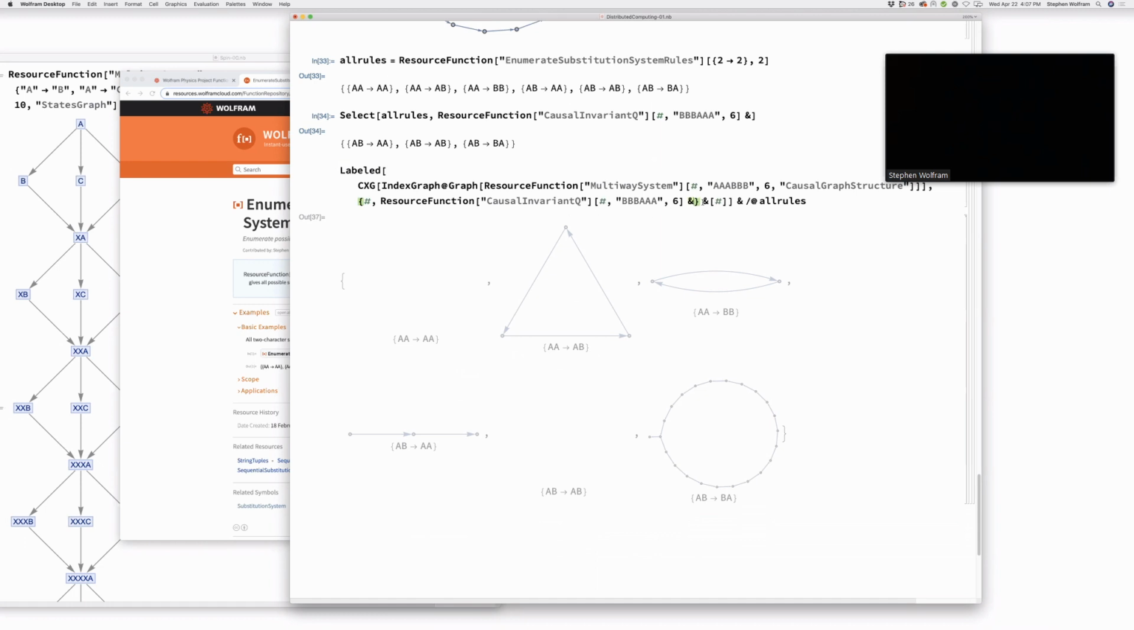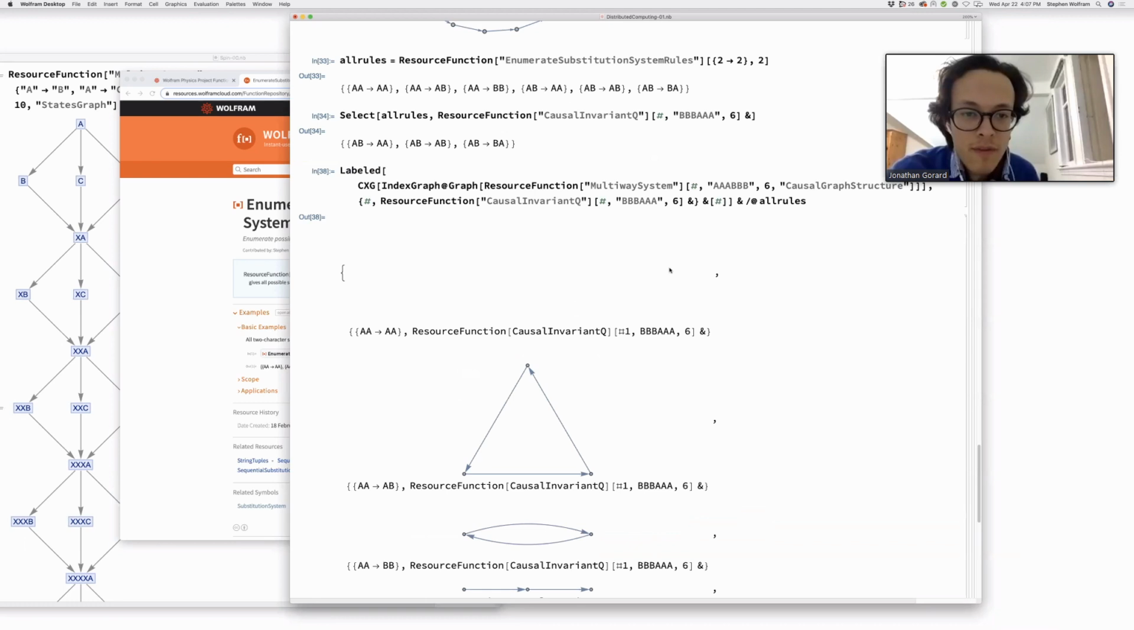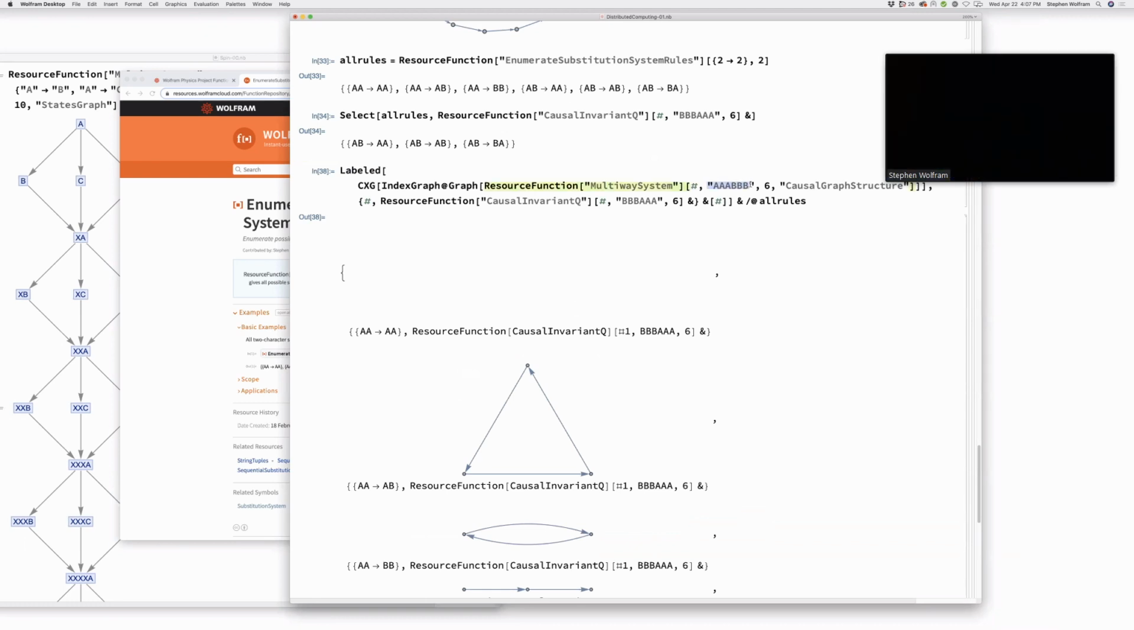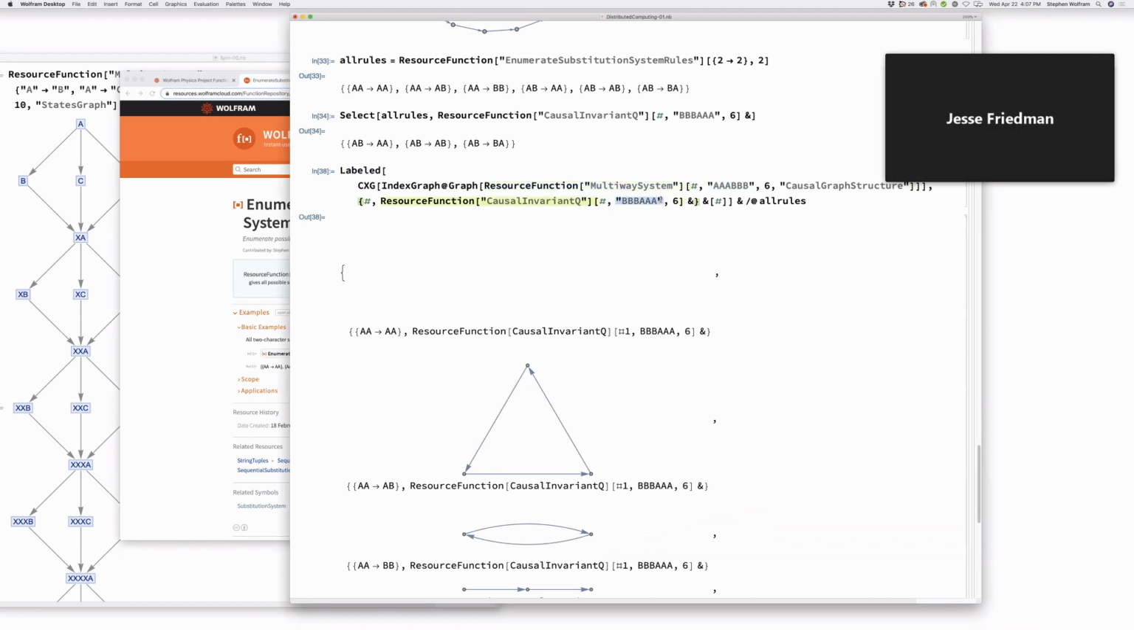Help me out here. I think I want that. That's the labeled. Well, let's try running it. It's probably going to fail. Wait, causal invariant Q should have the same initial condition. Well, it's not the bug here, sure, but yes, for sure that. But I've got another problem here. Yeah, I think you have at least one too many ampersands.